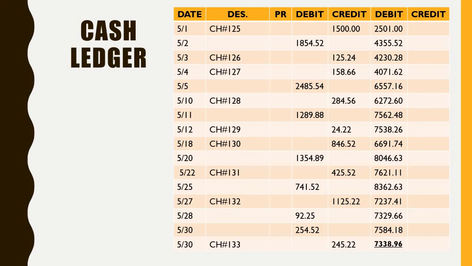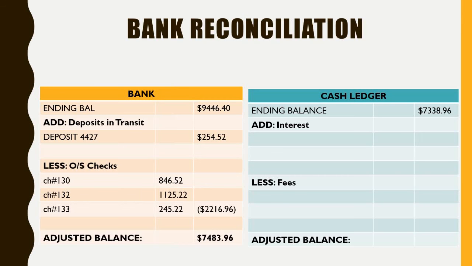Now, how do you determine what that balance is? It's a ledger, so you're going to have your account ending balance on the very right side of the column over here. It's going to be your ending balance in your cash ledger account. So currently I have $7,338.96 as my ending balance, and I'm going to pop it in right there.